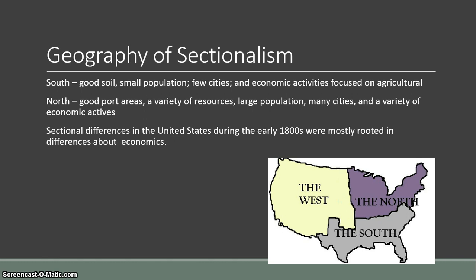Tariffs protected Northern industry, but the South didn't buy a lot of their stuff from the North. The South bought it from Europe. And the tariffs hurt them because they had to pay taxes on stuff they got from Europe. So what we're going to find out is a lot of these Civil War issues and problems go all the way back to this geographical problem, the sectionalism problem.